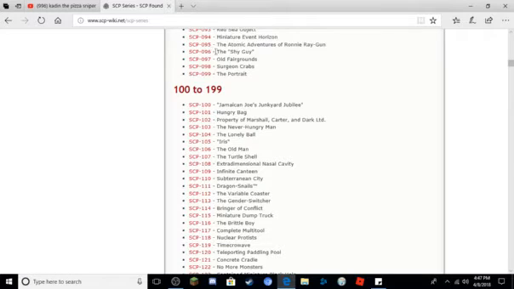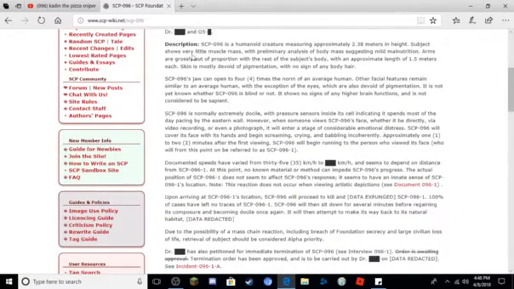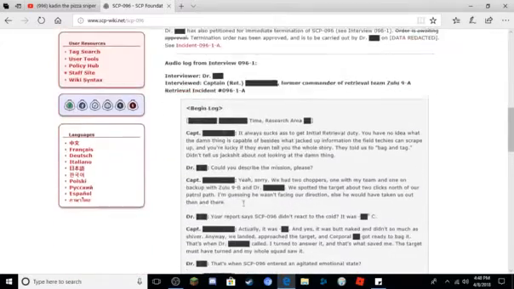So we just got this, oh guys, this is one you do not want to find. And especially look in his eyes. Shy Guy. SCP-096, Shy Guy. Alright, let's just read this.